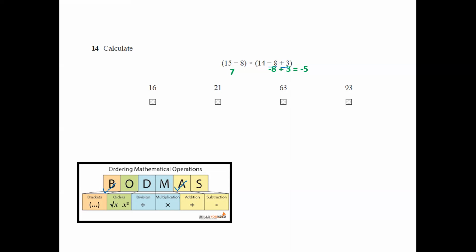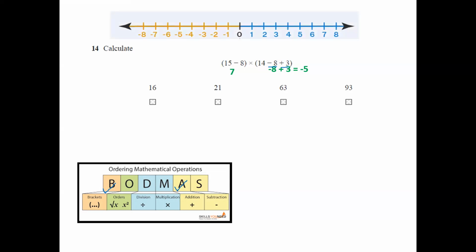minus and positive additions. To explain that clearly for you, I'm going to explain it using a number line. So we are going to do this calculation, that is minus 8 plus 3. You have to start from minus 8 and go to the positive side, 3 numbers: 1, 2, 3. So you can see we end up on minus 5. So that's how minus 8 plus 3 becomes minus 5.